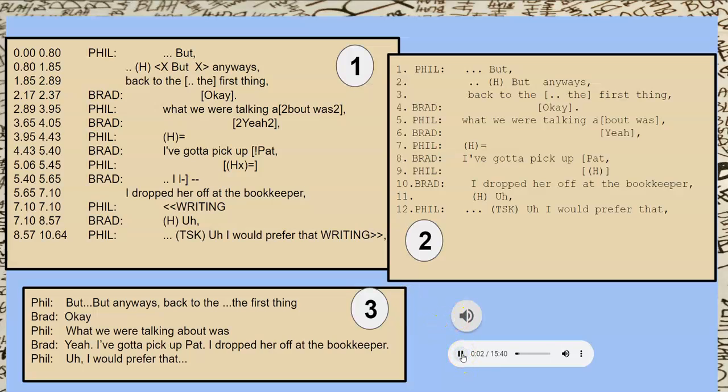But anyways, back to the first thing, what we were talking about was... I've got to pick up Pat. I dropped her off at the bookkeeper. I would prefer that you were there.